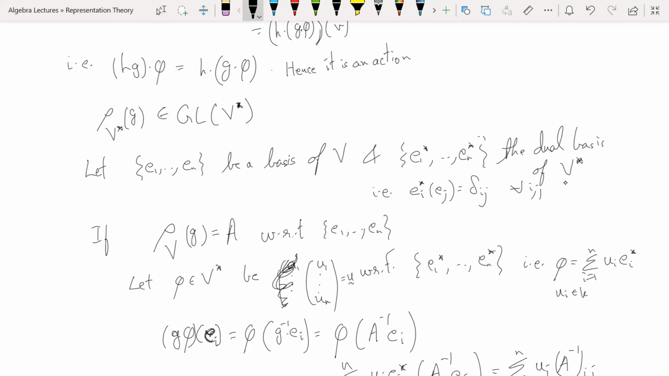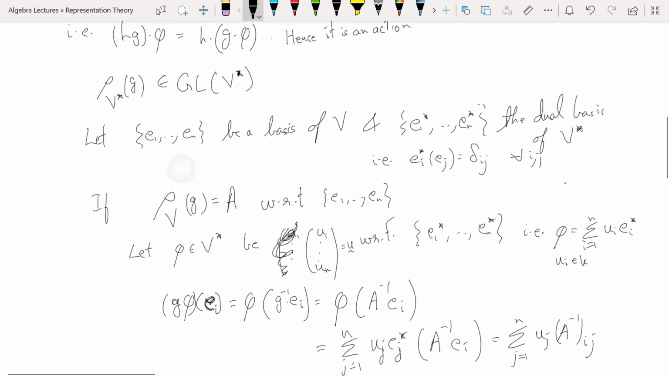So G phi of Ei we know is phi of G inverse Ei, and G inverse Ei is the same as A inverse Ei, because rho V of G is A, so rho V of G inverse is going to be A inverse, and then we have the usual action. A is the matrix of rho V of G with respect to E1 to En. So you get this A inverse Ei. So what is phi of A inverse Ei?